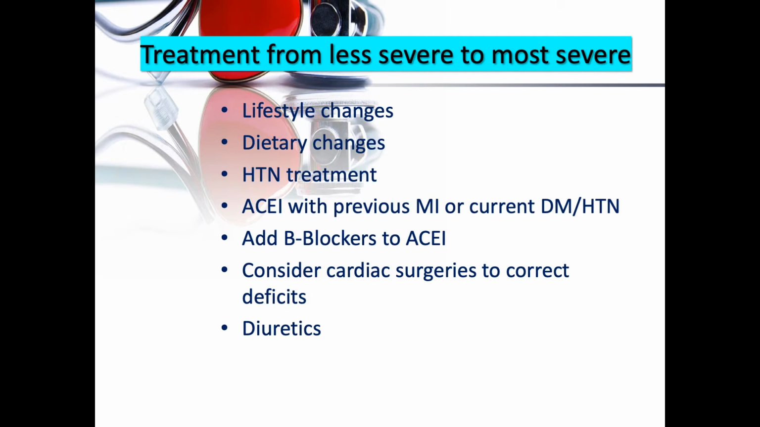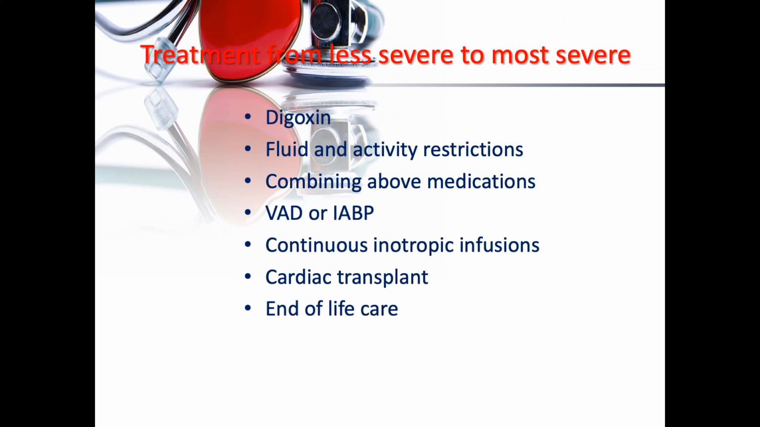At this point, it may be important to consider cardiac surgeries to correct any deficits. In other words, for ventricular hypertrophy or ventricular remodeling. The patient may also begin to benefit from the use of diuretics as a way to unload the myocardium. The patient will now begin to benefit from inotropic medications such as digoxin. The patient should start having fluid and activity restrictions for extra fluid and for the dyspnea that accompanies heart failure.